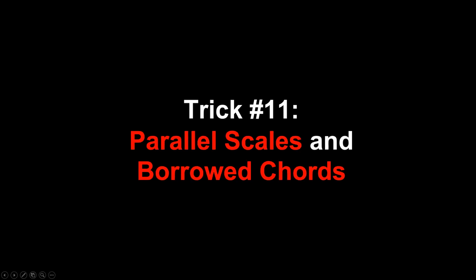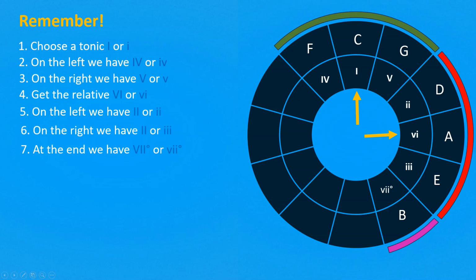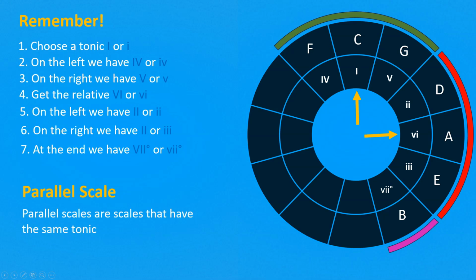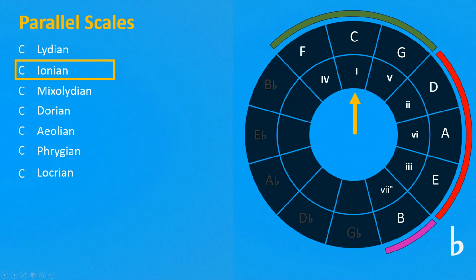Trick number 11. Parallel scales and borrowed chords. In the last trick we have seen that the first has the fourth on the left and the fifth on the right, and the sixth has the second on the left and the third on the right. The last one is the seventh. Now, parallel scales are scales that have the same tonic. The relative position of the degrees always remains the same. Let's take parallel scales that have C as tonic.